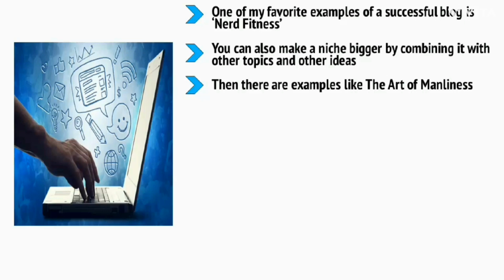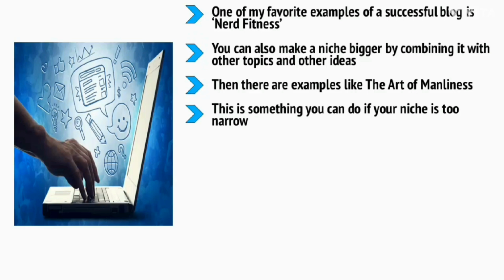Then there are examples like The Art of Manliness. This is a blog that covers everything that the author considers to be manly, from health and fitness, to style, to how to smoke a cigar. It's a very broad concept, but also one that is entirely unique in its own way. This is something you can do if your niche is too narrow. If the thing you really want to write about is Sonic the Hedgehog, then that probably is too narrow a niche to make money from on its own.